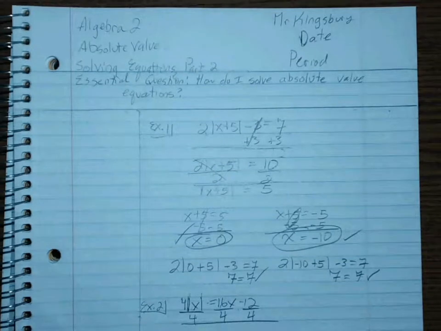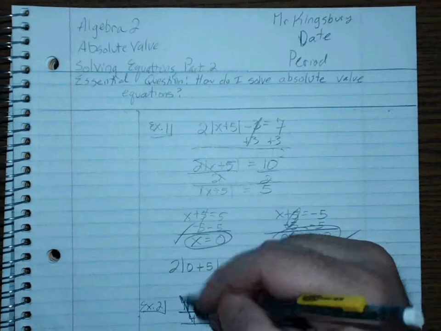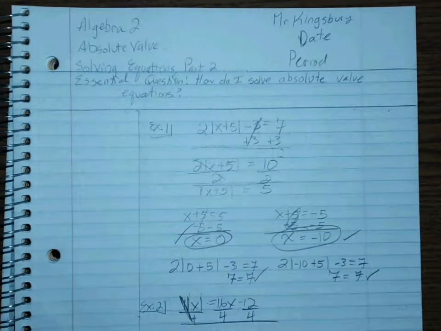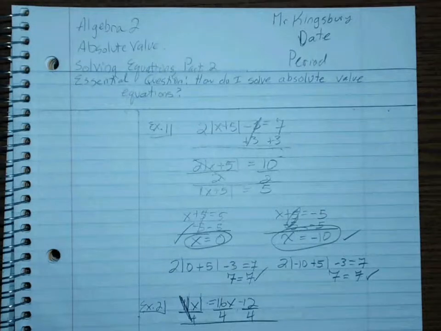Now here's the cool part. 4 divided by 4 is 1. 1 times the absolute value of x is the absolute value of x. Over here, 16 divided by 4 is 4. So we got 4x, and negative 12 divided by 4 is negative 3. So I end up with the absolute value of x equals 4x minus 3. At this point then I need to get rid of the absolute value bars, and I do that by writing 2 different equations.